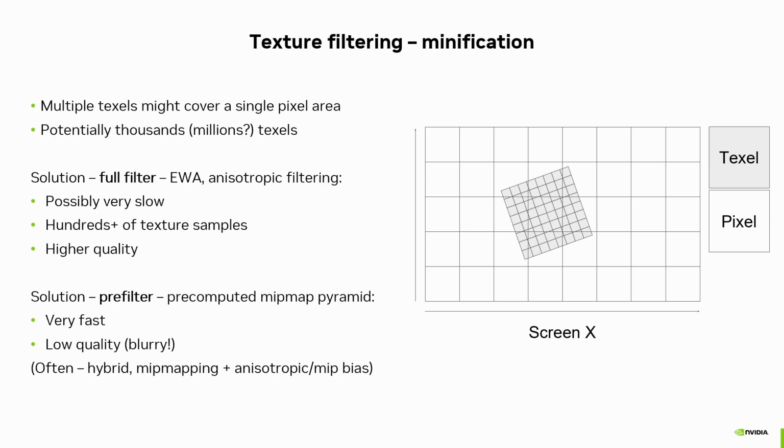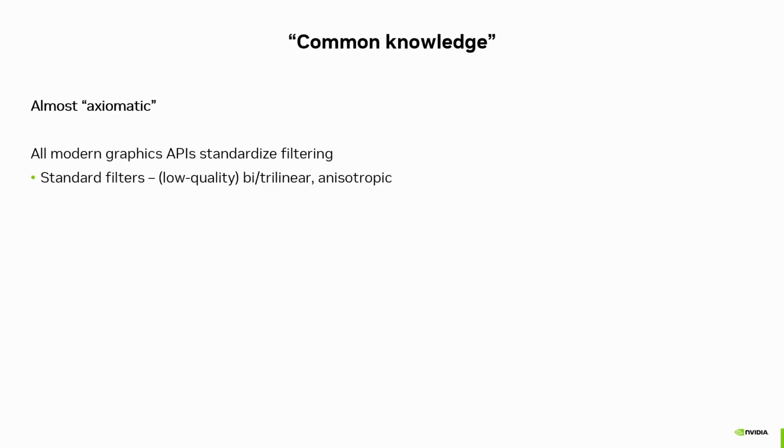However, it can be very blurry, so even real-time rendering often uses a hybrid, like combining mip mapping with anisotropic filtering or negative mip bias. And what I've described so far is common knowledge. It's almost axiomatic. You don't question it. All modern graphics APIs standardize filtering this way, like with bilinear filters.